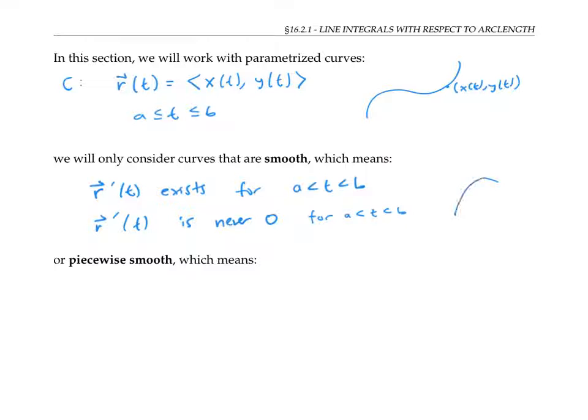Intuitively, a smooth curve doesn't have cusps or corners. Or we'll sometimes consider curves that are piecewise smooth. They may have cusps or corners, but they can be divided up into finitely many pieces, each of which is smooth.